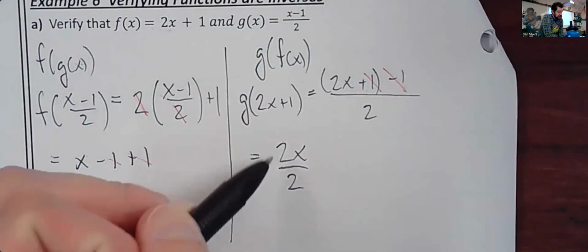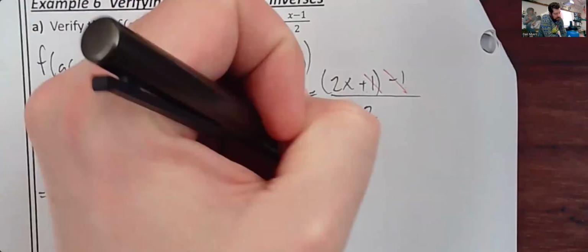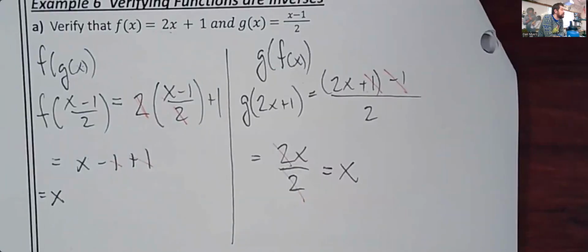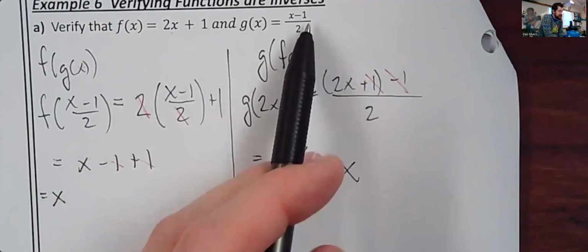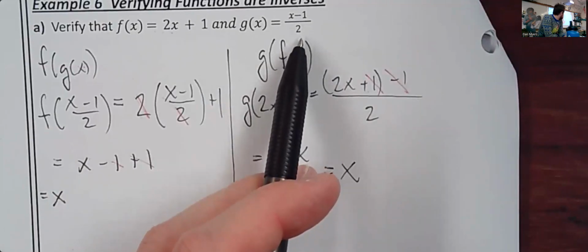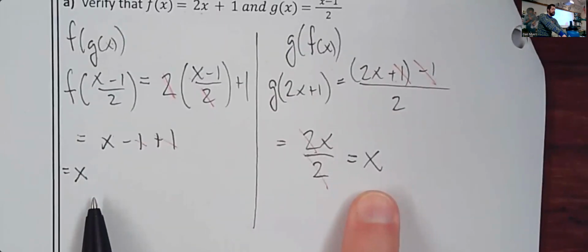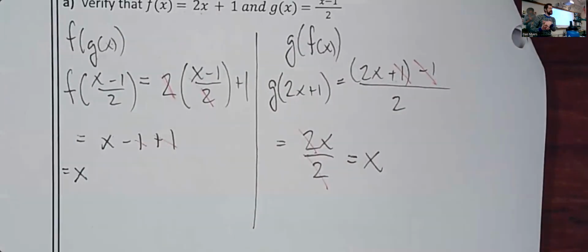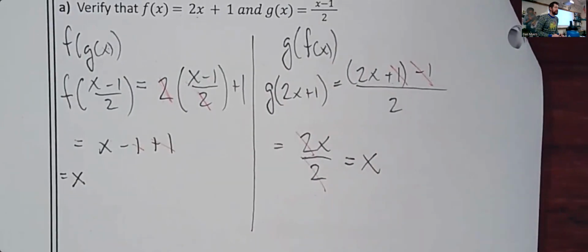Yeah, the 2s cancel out. We're left with x. So we have shown that 2x plus 1 and x minus 1 over 2 are in fact inverses of one another, because they both equal x when we nest one function inside the other. Any questions about that process before we look at the next two? We'll be a little bit quicker with these next couple.